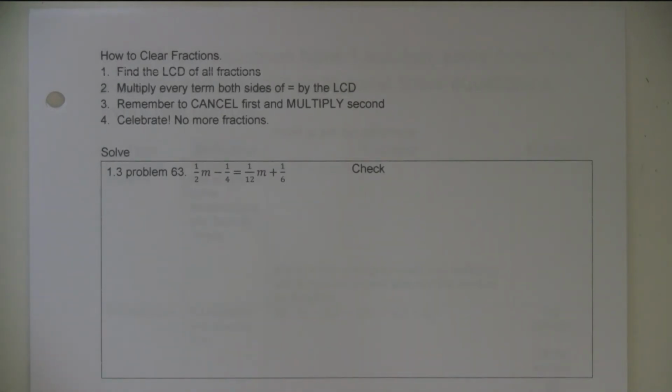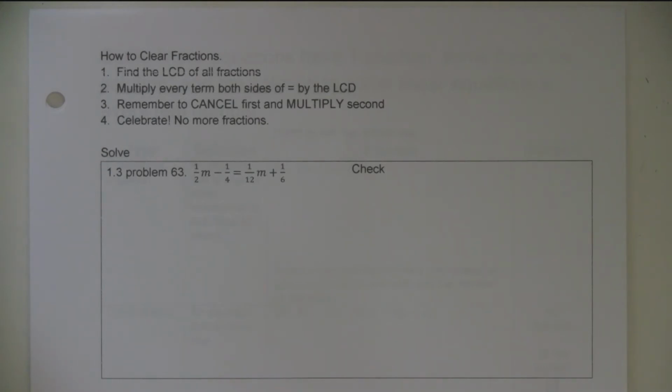And I told you guys to go watch the videos from the book and see about clearing the fraction. And if you had the time to do that, then you learned the clear the fraction method in the video, and it's a really good method, and I like it a lot. And so I'm going to show you how to use clearing the fraction, and so we can see how that goes. So 1/2 m minus 1/4 equals 1/12 m plus 1/6.